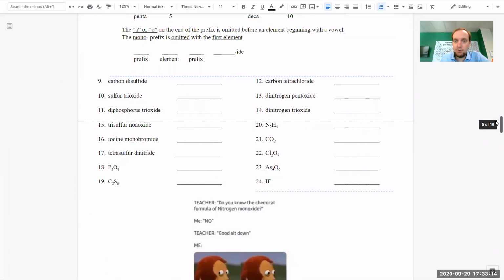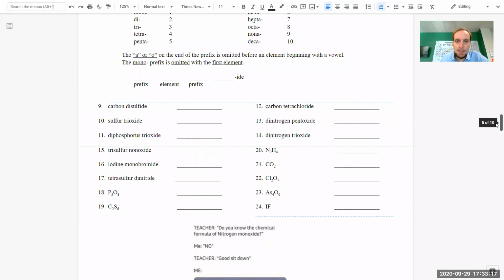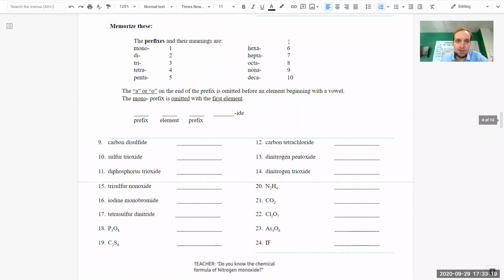Okay, let me give you guys an example real quick. I'm going to go ahead and leave these prefixes up here so you guys can see that. Okay, so again, there's going to be a prefix. Could be mono. It could be di. It could be really anything. Okay, these are going to be a prefix. Then you have the name of your element.